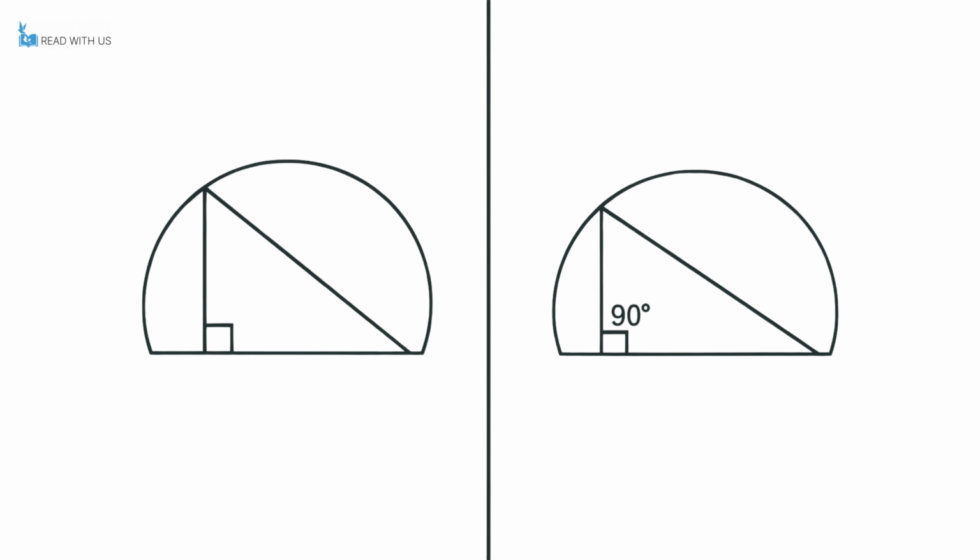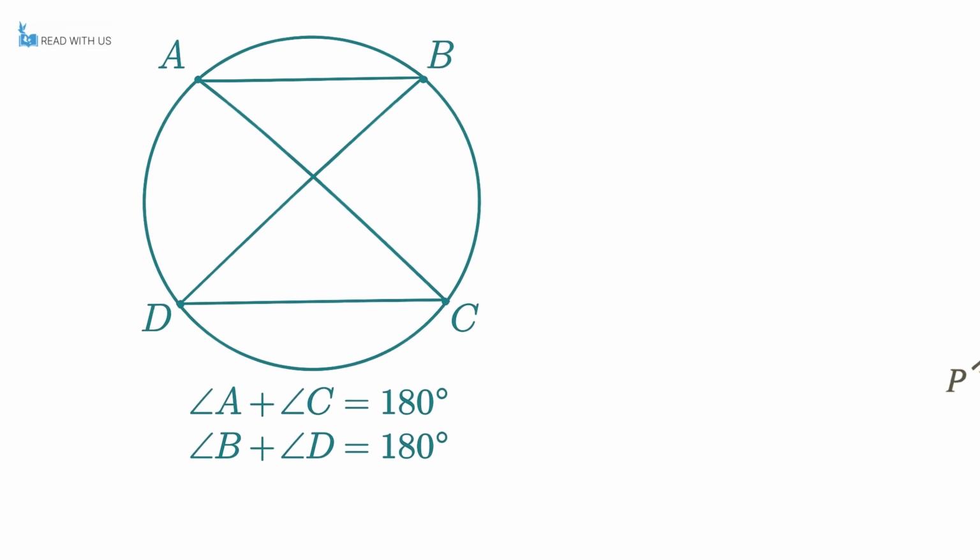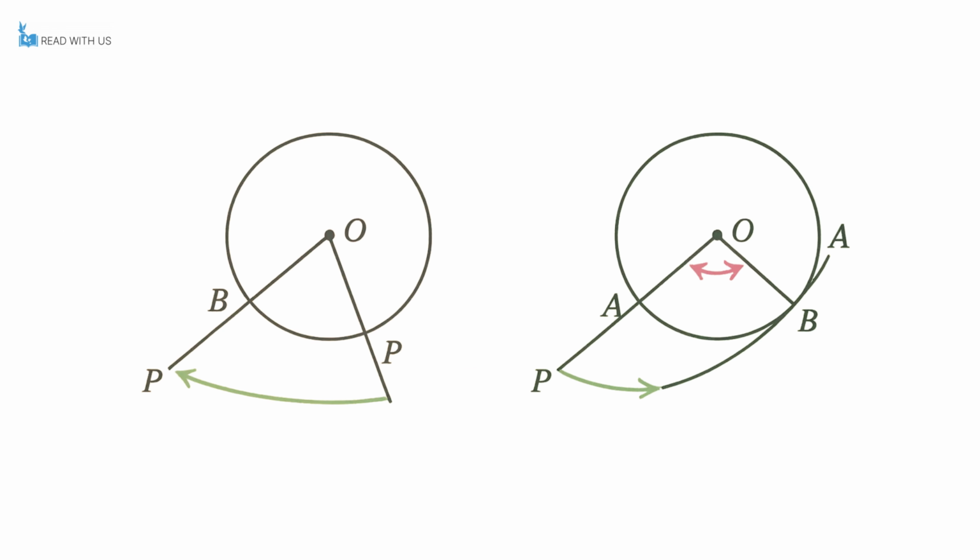Number 5. The opposite angles in a cyclic quadrilateral add up to 180 degrees. That means if a four-sided shape is drawn inside a circle, opposite corners always sum to a straight line. Number 6. Tangents from the same external point are equal in length.